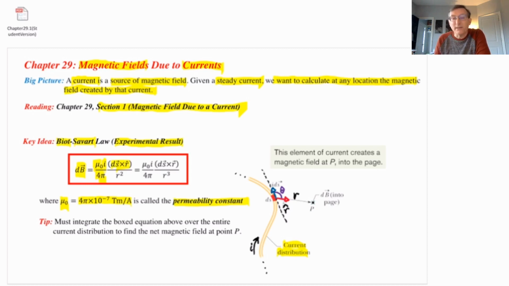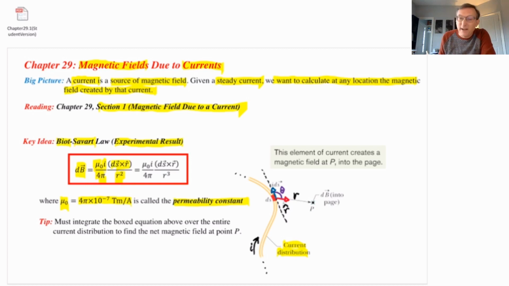And it is the cross product ds cross r hat. And that's the order. ds first, cross r hat second, then divided by the distance r squared. So yes, it is an inverse square law, just like the electric field law. Okay? But the numerator looks a bit different. It's got a mu0 constant upstairs, it's got the current I upstairs, and then it's got that cross product, ds cross r hat.